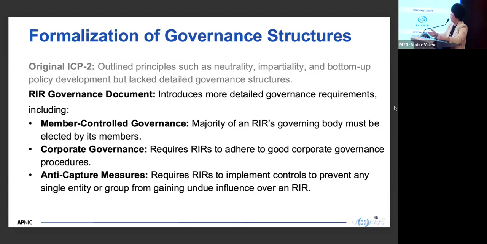As well as corporate governance. We talk a lot about, for example, auditing as part of the good health of the RIRs, which was not explicit in the original document, but will now become a new requirement. Again, do you agree? Do you disagree? Do you think this is a good idea to have as part of good multi-stakeholder practices? And then finally, anti-capture measures, which require RIRs to implement controls to prevent any single entity or group from having undue influence over an RIR.